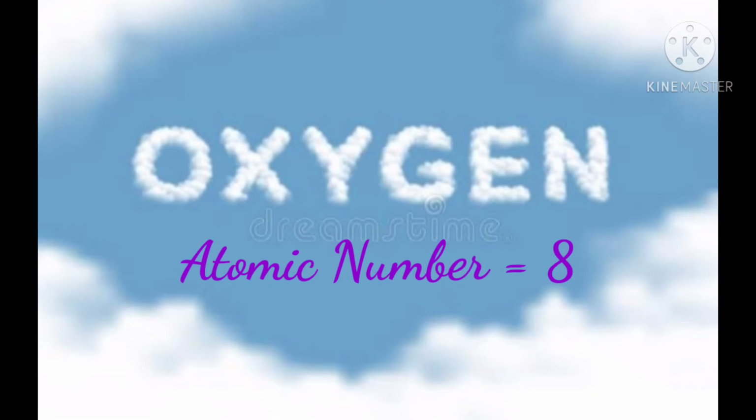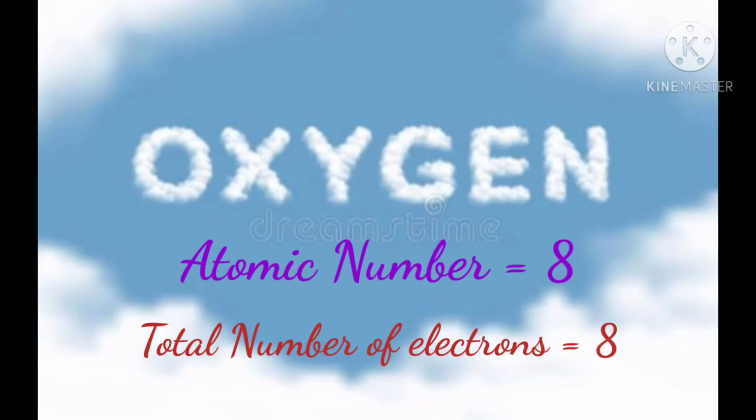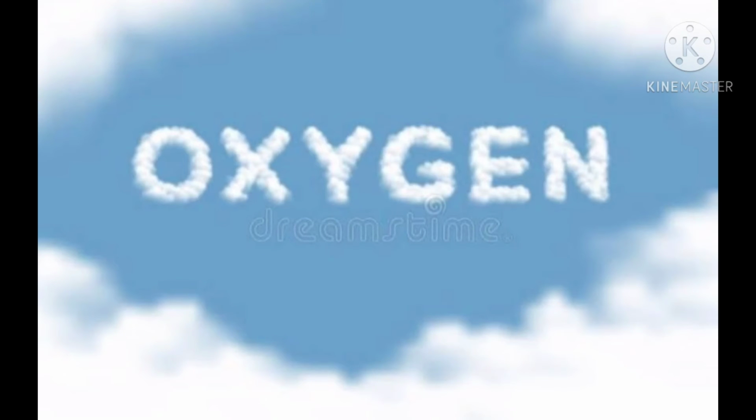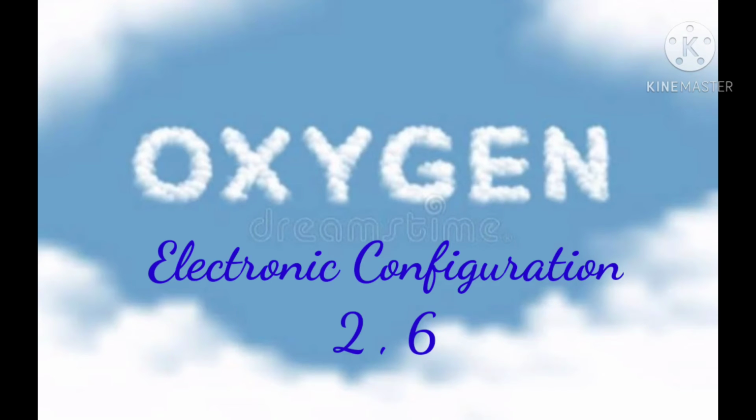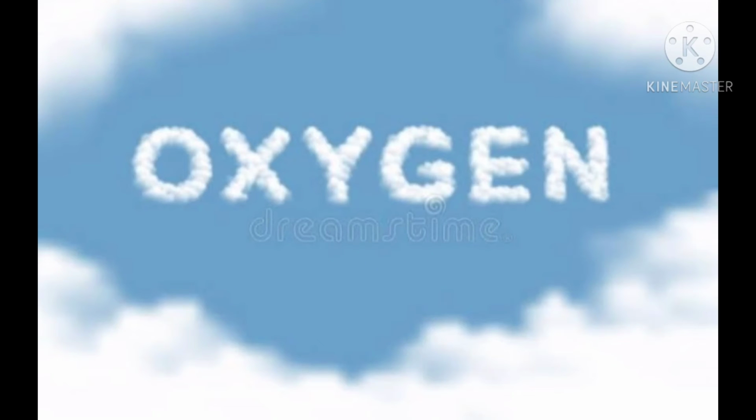The atomic number of oxygen is 8. It means the total number of electrons is 8. As we know that the first shell can accommodate 2 electrons, it means 2 electrons will be in first shell and the remaining 6 electrons in the second shell. So the electronic configuration of oxygen is 2, 6.